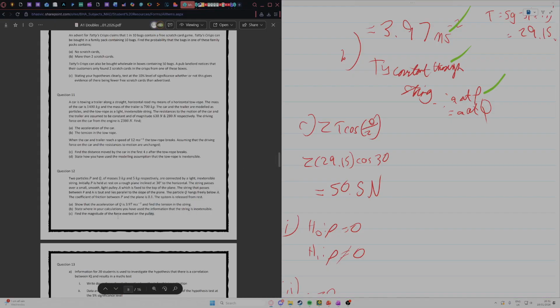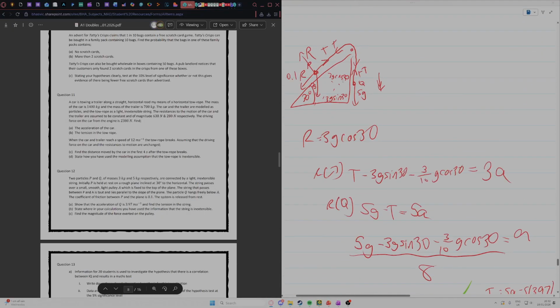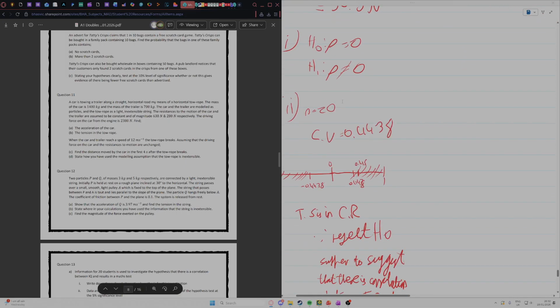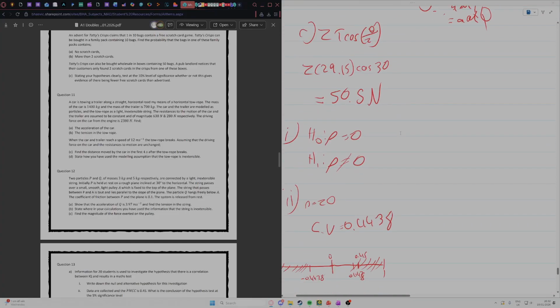And then the magnitude of the force exerted on the pulley. I don't know if many of you have done this in class, but whenever you have this specific question, the thing to remember is always 2T cos(theta/2), where this is theta, because we're looking at the force exerted on the pulley. So it's always 2T cos(theta/2), and then you just put that in. Theta is going to be 60, because you're doing 180 minus 90 minus 30, and then 60 over 2 is 30, obviously, and then you put this in.